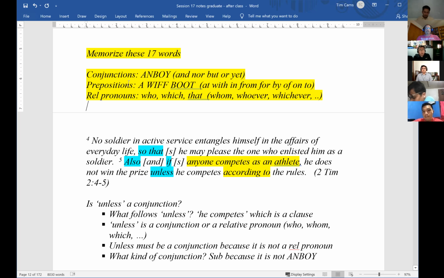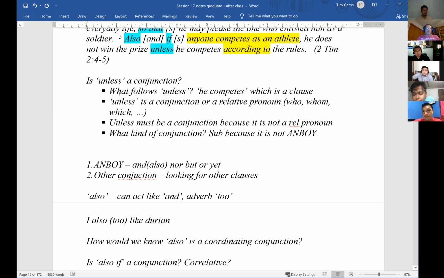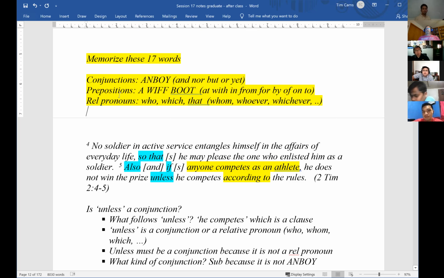All right, so let's see. Any questions on that? I honestly think, obviously with another language, you're doing a lot of memory work, but really it's being strategic about what you memorize.